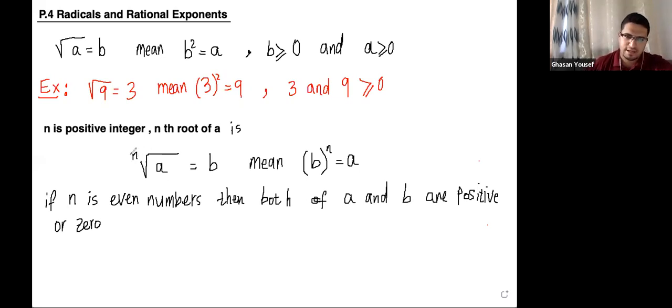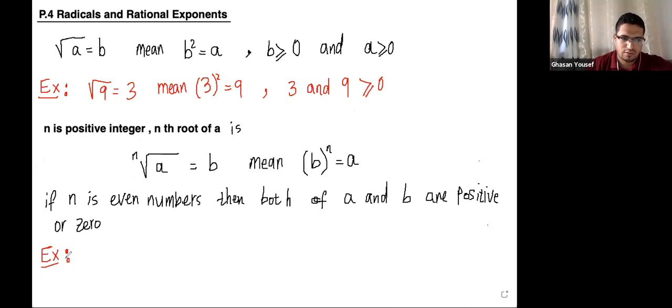So if this n here is an even number, like 2 or 4 or 6 or whatever, any even number, then this a and this b must both be positive. If n is odd, it doesn't matter, positive or negative, doesn't care. So here I give examples.